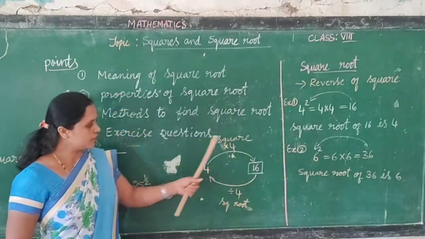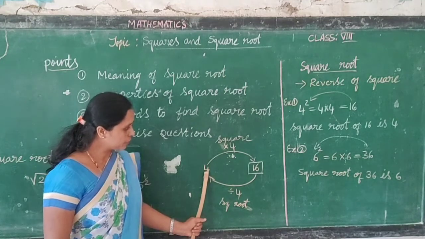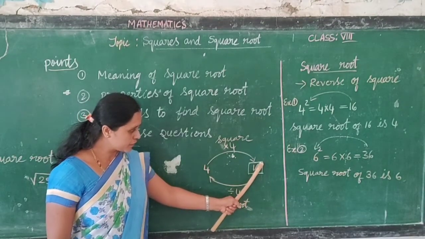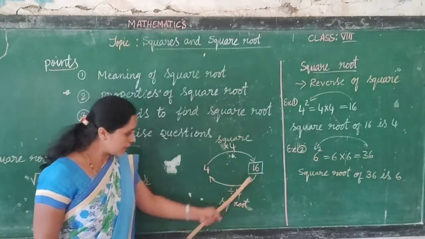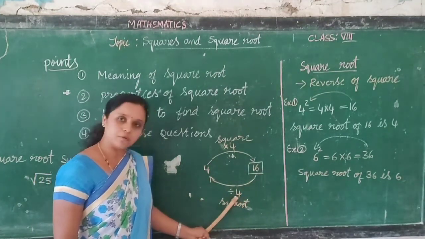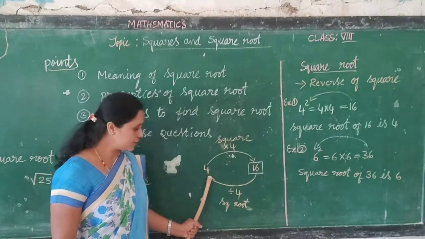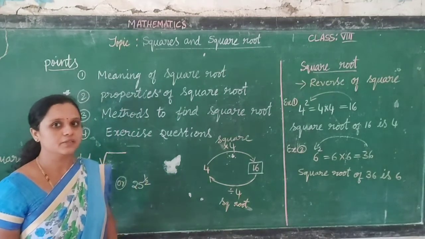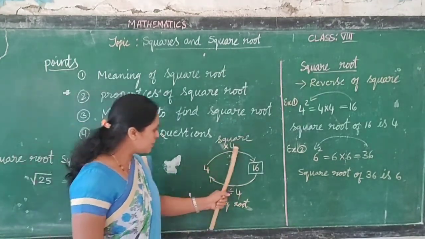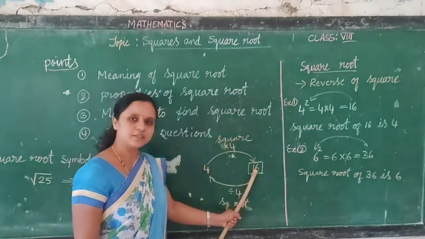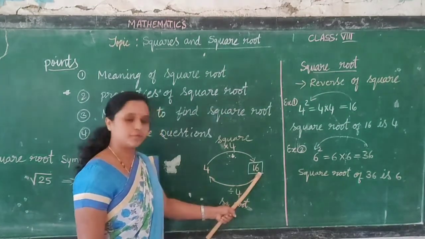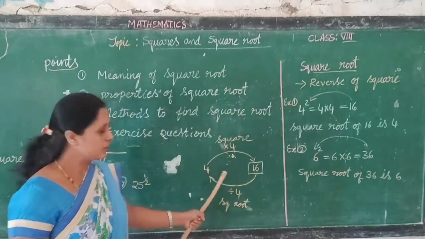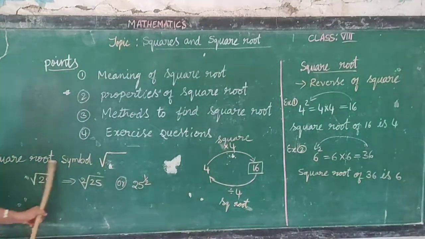Now look at this example. Here we have 4. 4 into 4 equals what? 16. So 16 is a square number. Now the square root of 16 is what? 4. So you divide 16 by 4, and we get 4. So this 4 is called the square root, the number which is multiplied by the same number. Multiplying 4 by 4 we get the square number, 16, and dividing by 4 gives the square root of that number. That means the square root of 16 is 4.